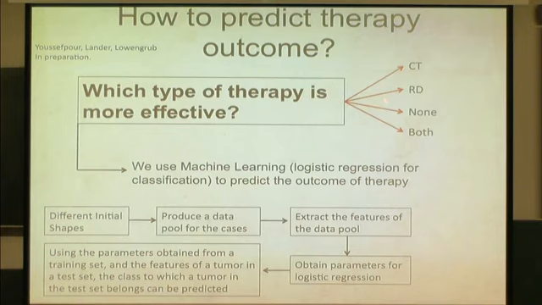Combination, differentiation, radiation, and so on. Then mixing the differentiation, radiation, and so on. Take a bunch of different shapes, produce a data pool, extract the features, and then try to guess or learn what are the important features for figuring out whether the tumor will respond and what's the best therapy.